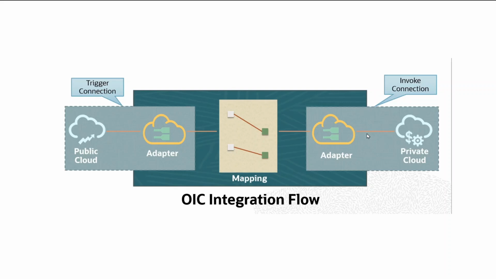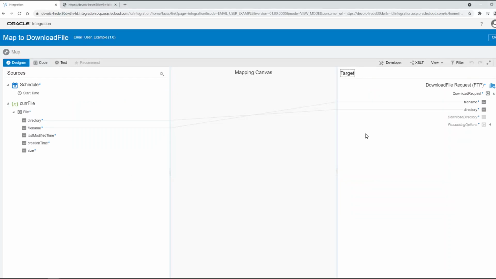The data mapper itself defines the relationship between the points of data in the messages that you're sending backwards and forwards between your two systems. So we're going to open it up on OIC now, and this is an example of what it will look like. On the left hand side we have the data structure of the incoming message, and the data structure of the outgoing message is on the right hand side.